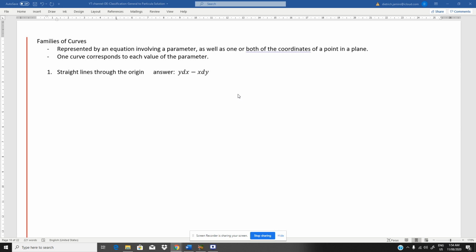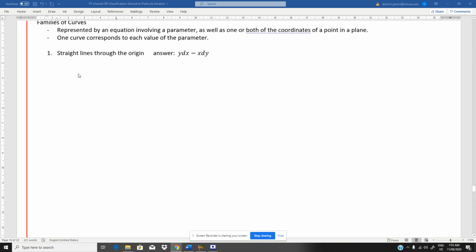Usually it is done through differentiation of the equation of relation. Now let's go to our first example to solve for families of curves. Our first example is straight lines through the origin.